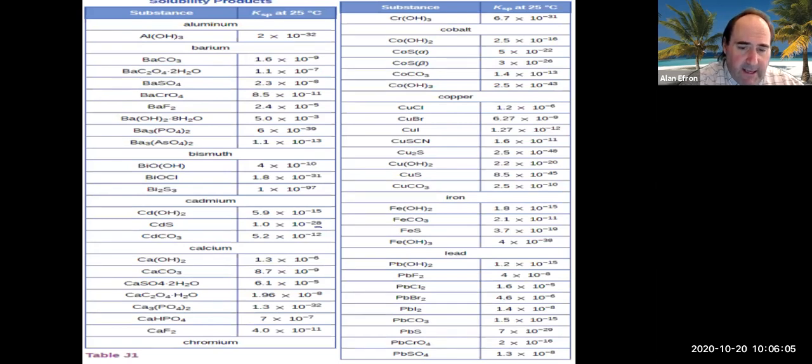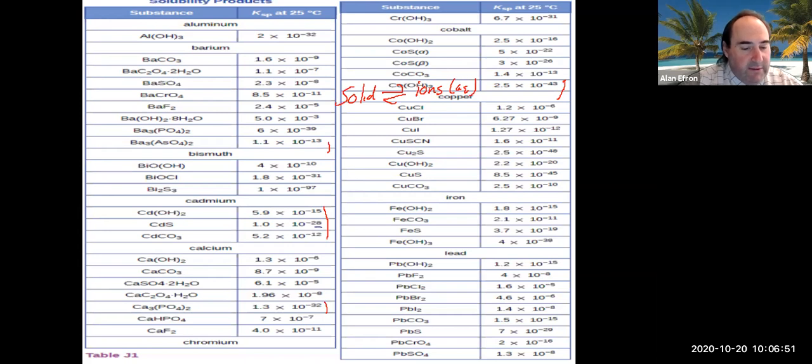Here's a table from your book. And again, you may have to look up some values here, either in your book or a table. What we see is these are all KSP values. For the most part, these are pretty small values. We got some to the minus 40, for example, over here, some minus 13s, some minus 11s, some minus 32s. So these are super small values for K, where solids are on our reactant side, and ions are aqueous on our product side.